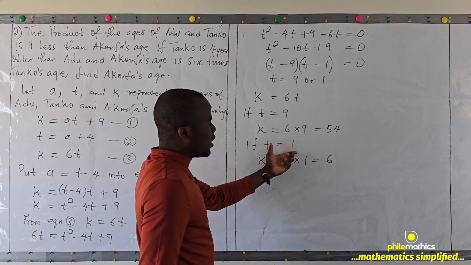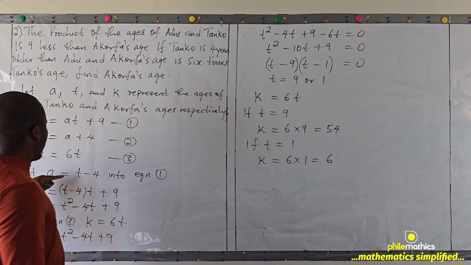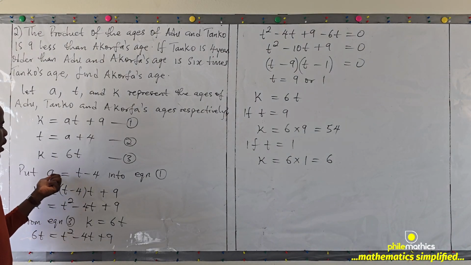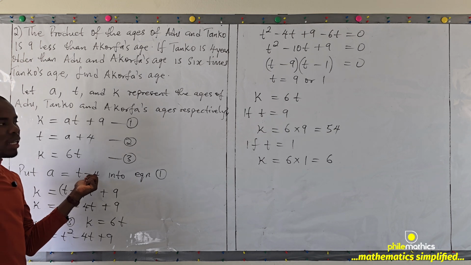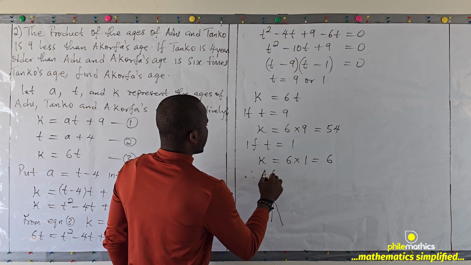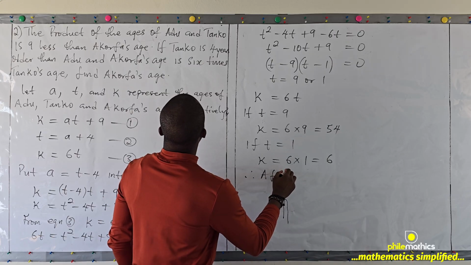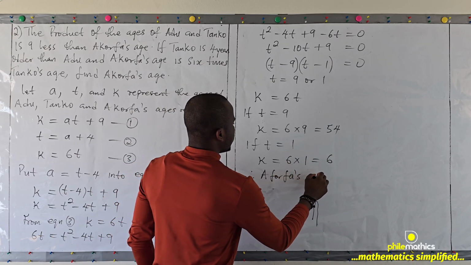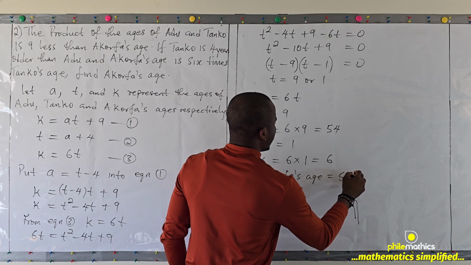But Tanko's age cannot be 1, because if we substitute Tanko's age to be 1 here, we get that Adu's age becomes minus 3. This is not possible. So Akofa's age equals 54.